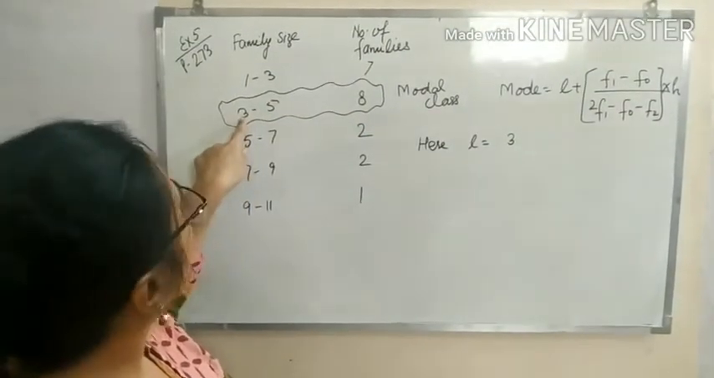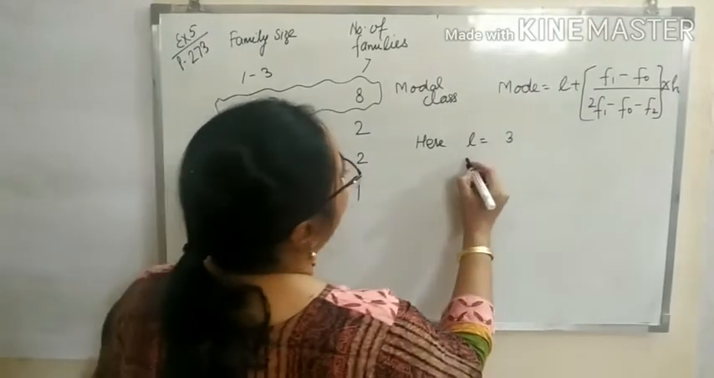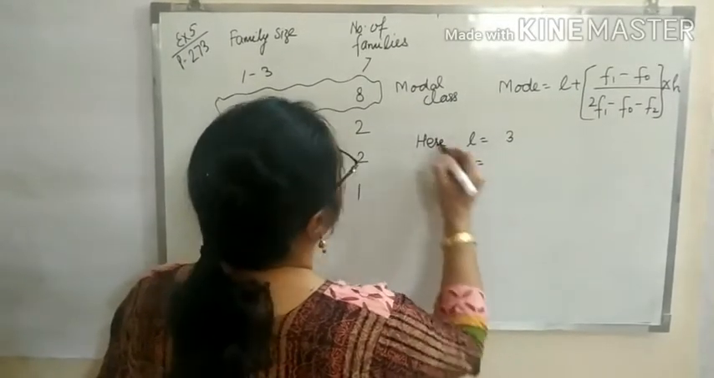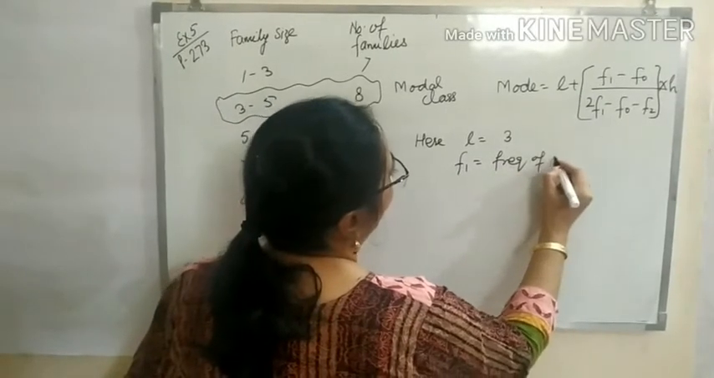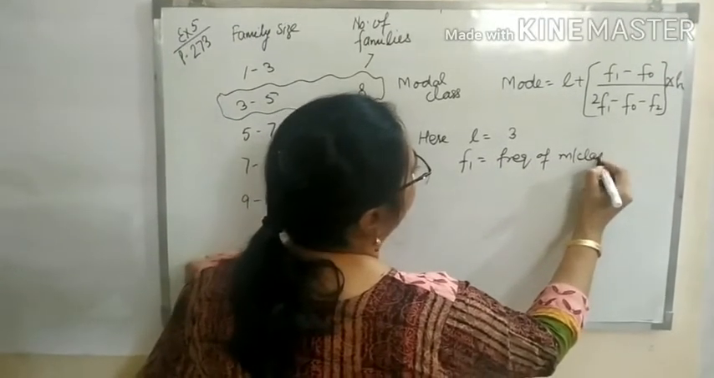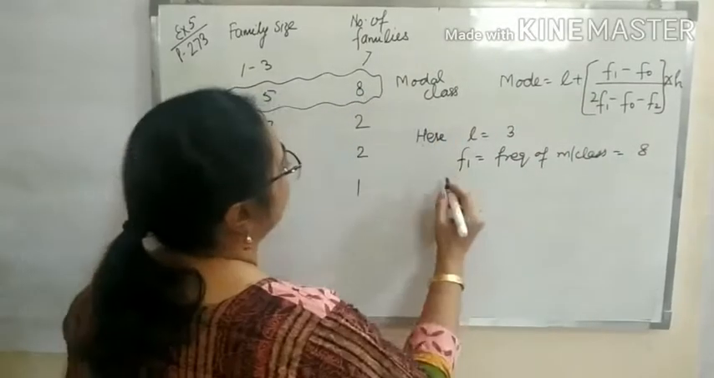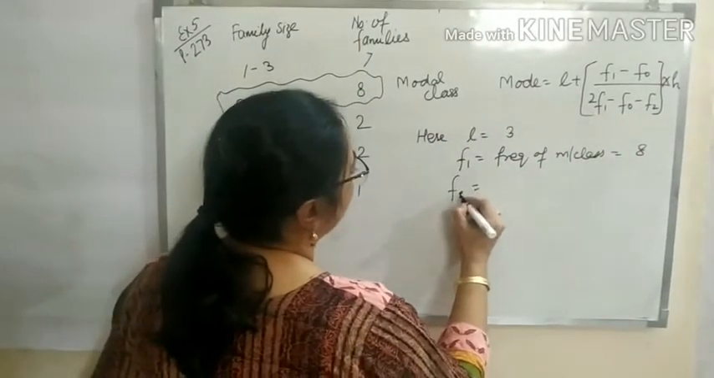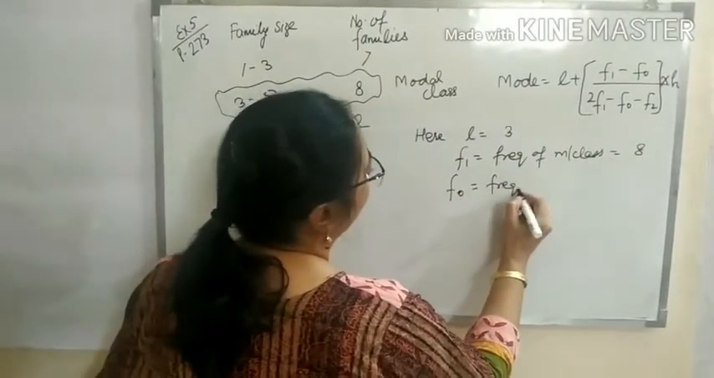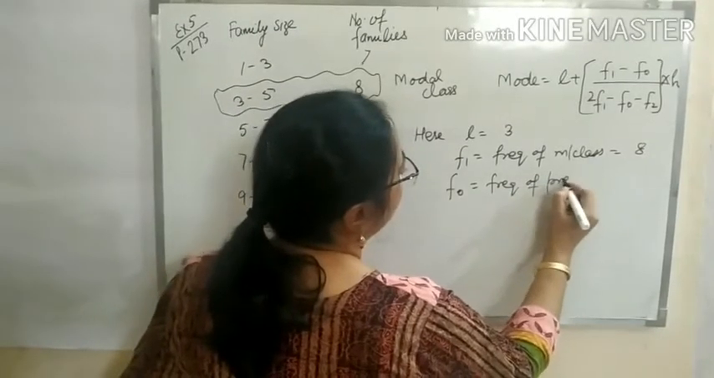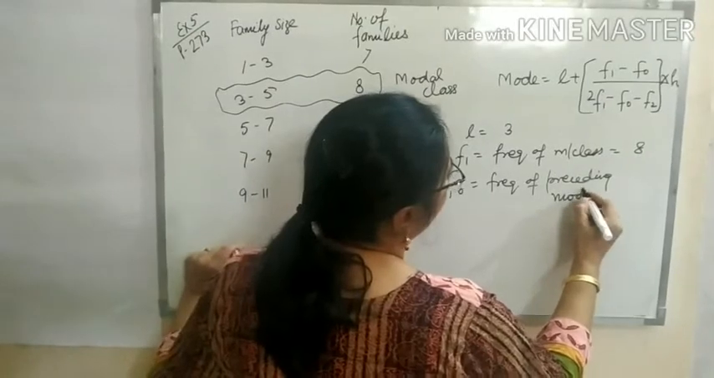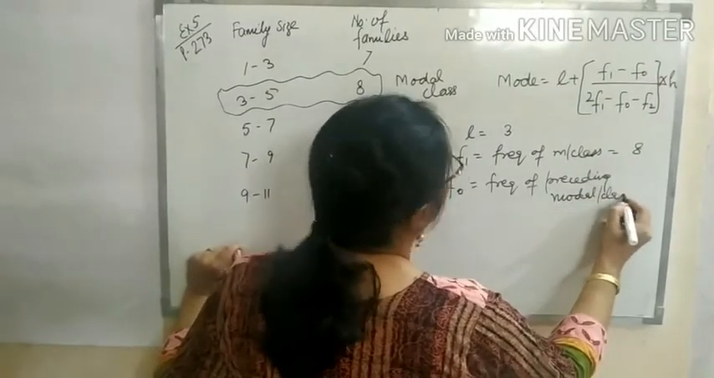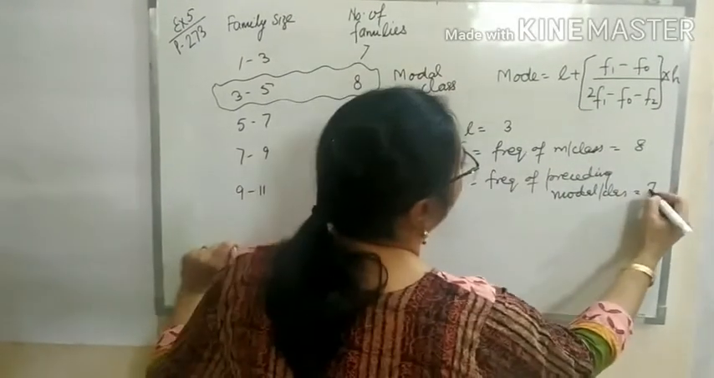So 3 is the lower limit L. Then F1 is the frequency of the modal class, that is 8. You can see this. F0 is the frequency of the preceding modal class. Preceding means the class interval which is before this modal class. So that is equal to 7.